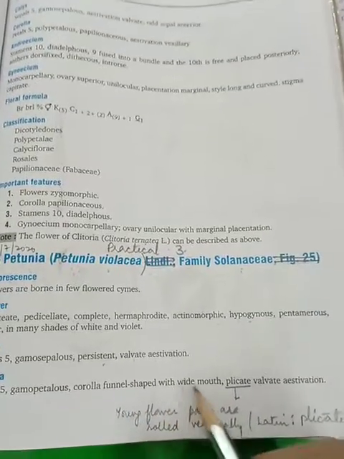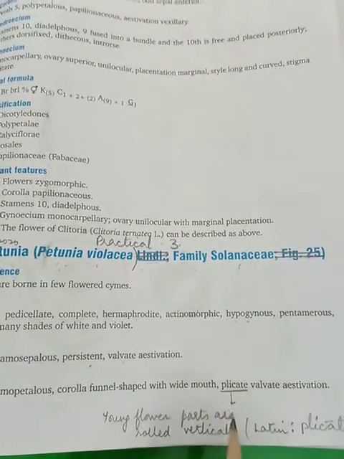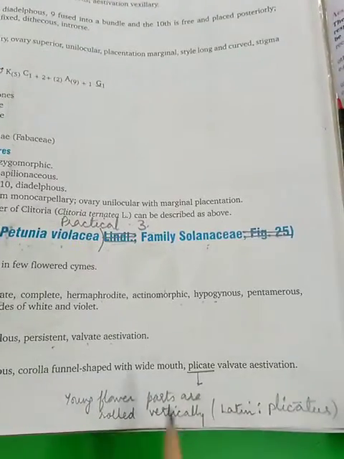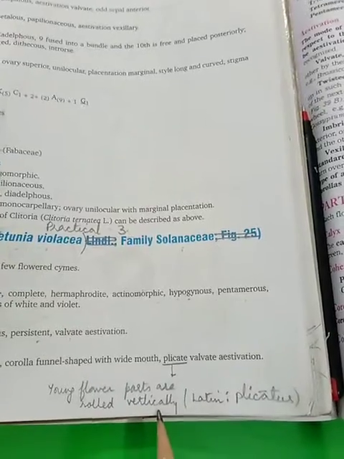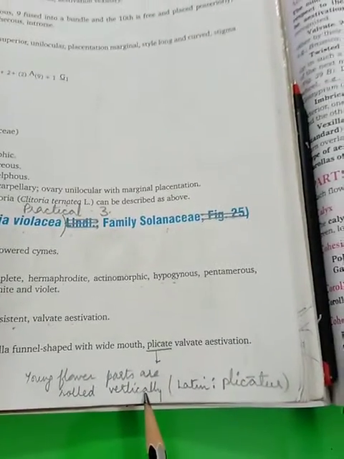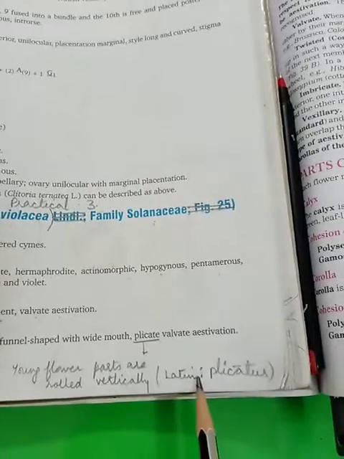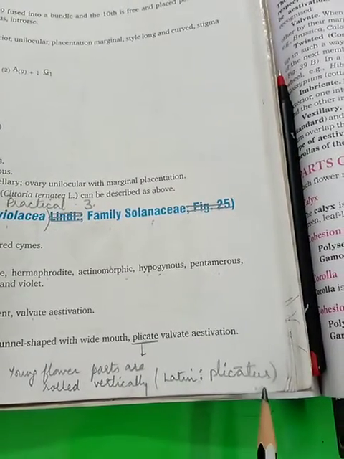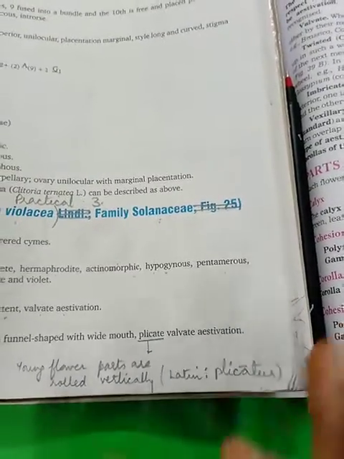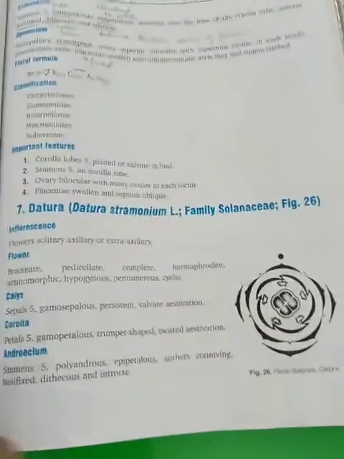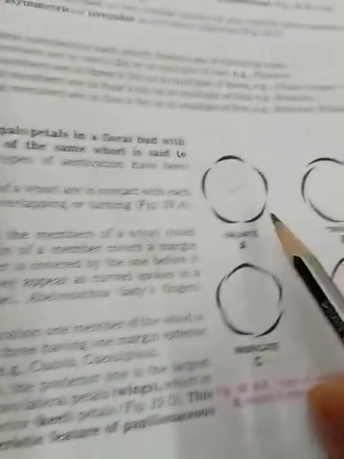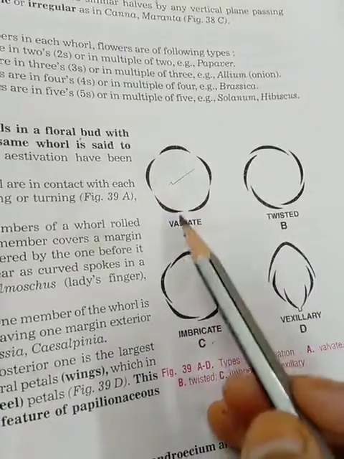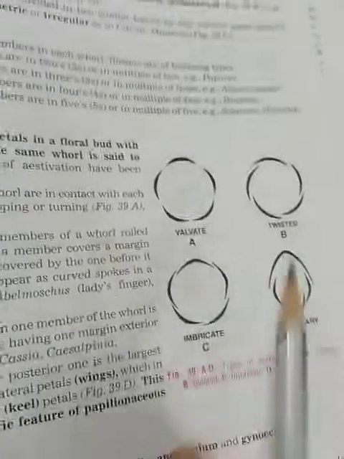Then, wide mouth, funnel-shaped corolla, plicate valvate estivation. Plicate means when the flower is young, the parts are rolled vertically. Imagine a young flower, how the structures are rolled. It is called plicate. The word originated from the Latin word plicatus, meaning a rolled condition. And condition of corolla again, valvate, that is something like this, placed in contact with each other, that is without any overlapping. Then the next is androecium.